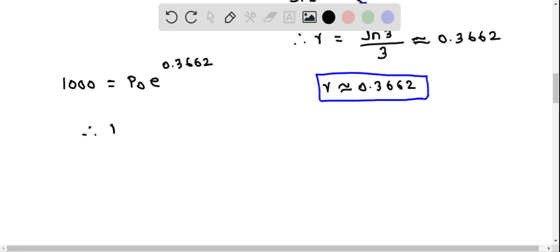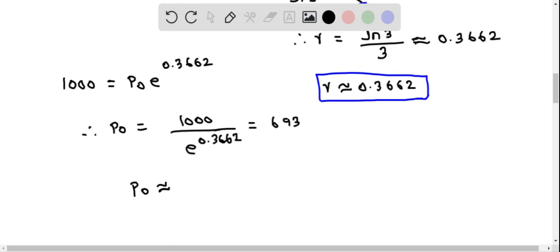Now we can determine the value of p naught. So p naught equals 1000 divided by e raised to the power of 0.3662. We can plug this into the calculator, and when we do that, we get the approximate value of p naught equals 693. This is rounded to a whole number, so we say that the approximate value of p naught is 693.